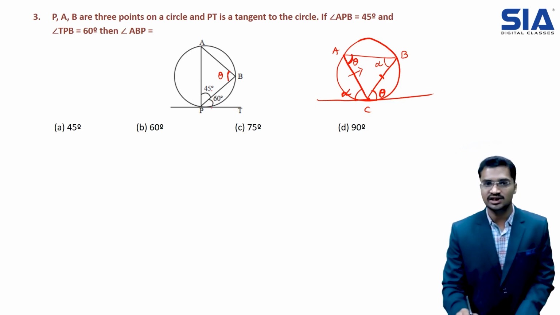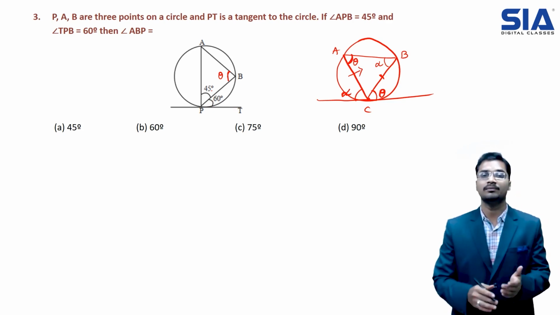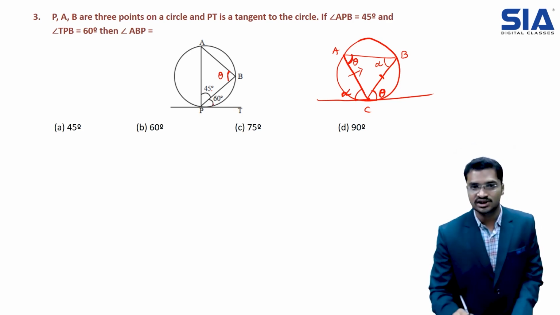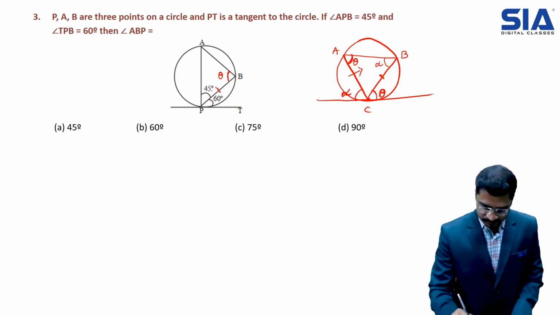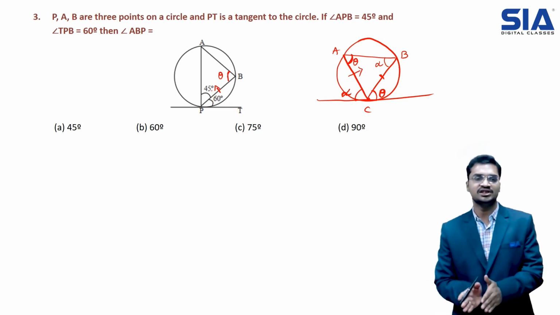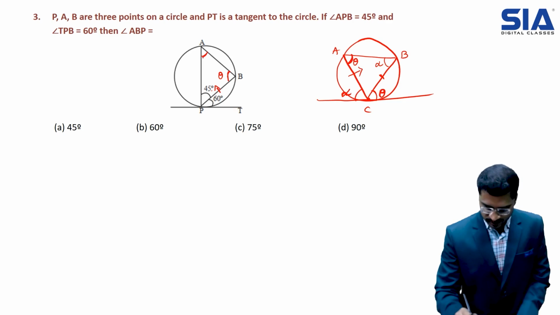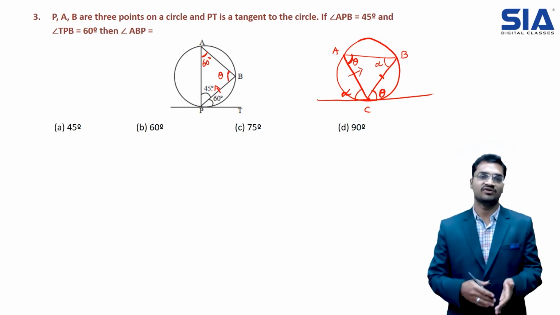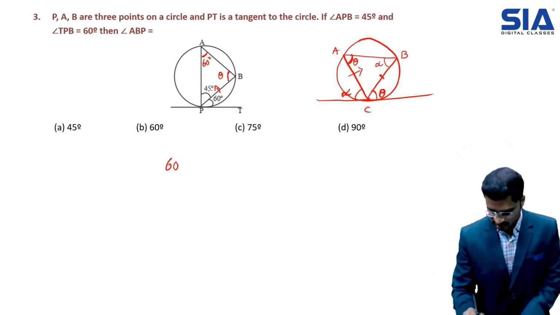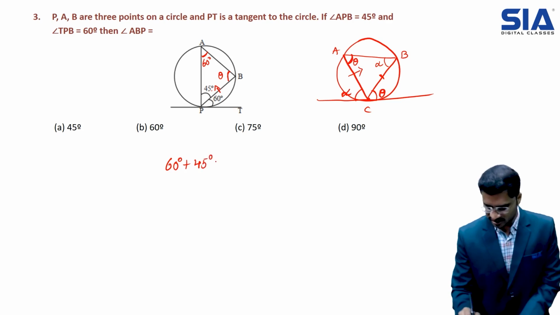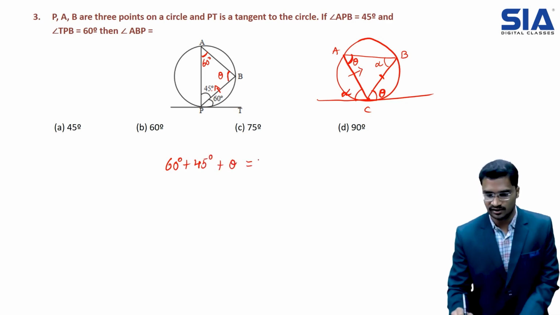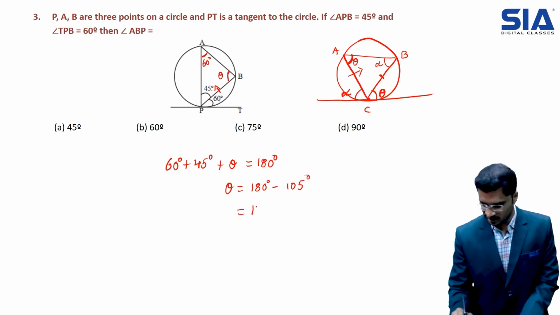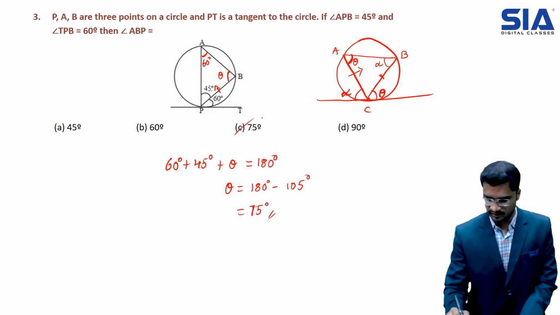The 60 degrees is beside which side? This 60 degrees is on the side of PB, so it will come on the opposite of PB. We have to find the value of theta. We know that the sum of angles in a triangle is 180, so 60 degrees plus 45 degrees plus theta equals 180 degrees. Theta is 180 minus 105 degrees, which is 75 degrees. So our answer is option C.